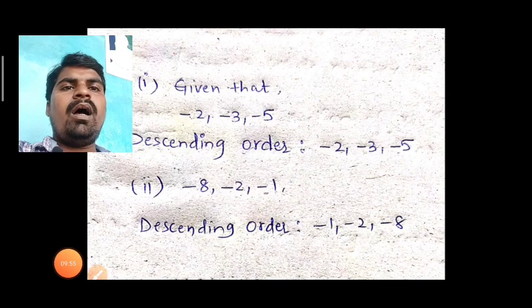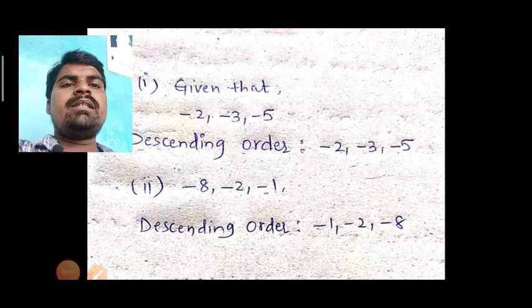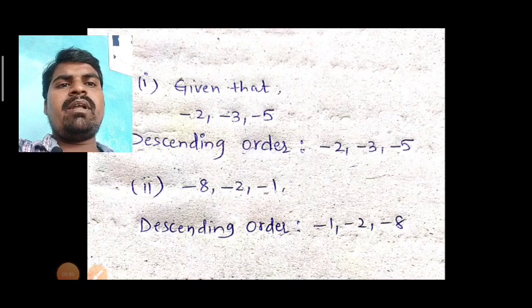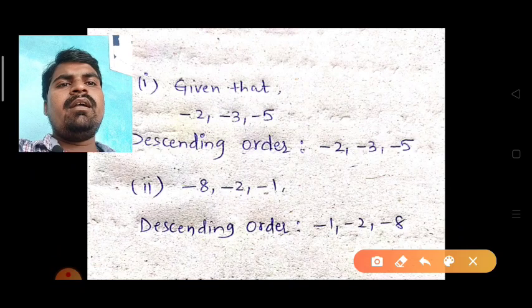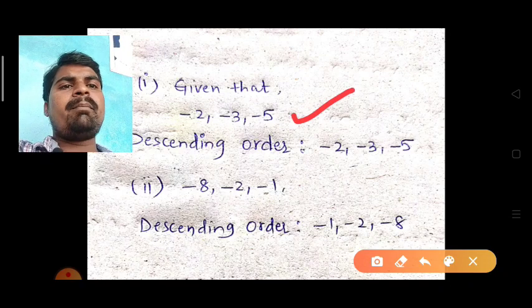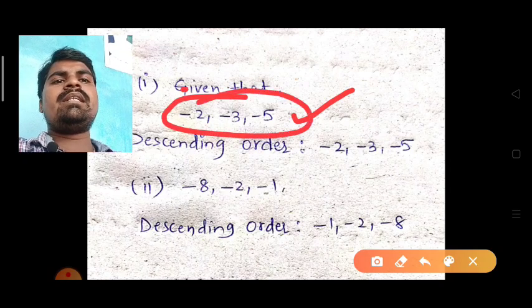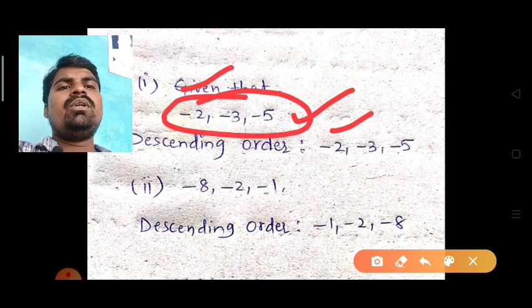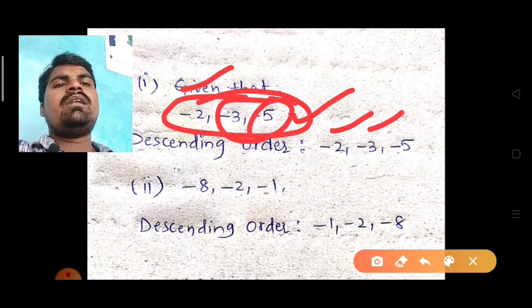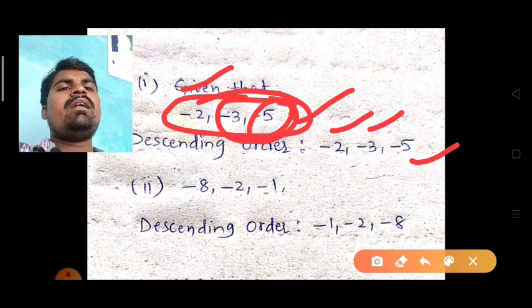Here you observe the given numbers in the first problem. What numbers are given? Only 3 numbers are given here: -2, -3, -5. Descending order is nothing but big to small. In this, the bigger one is -2. Next, of the remaining 2, which is the bigger one? -3. Then lastly the remaining -5. This is the descending order.